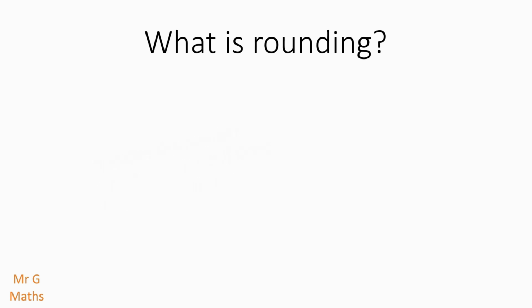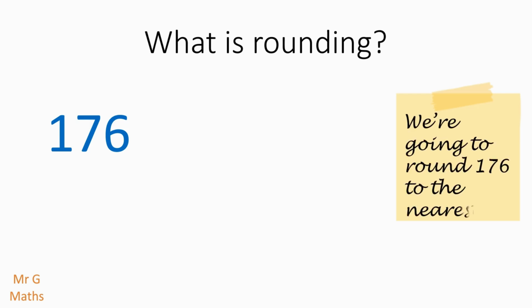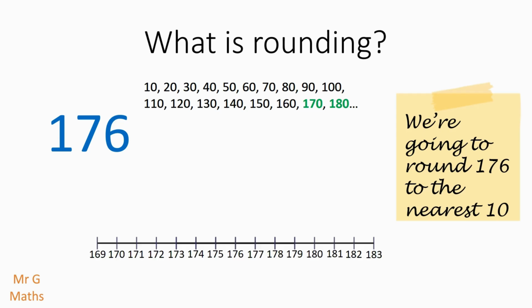Let's look at the number 176. We're going to round it to the nearest 10. Here are some multiples of 10. 10, 20, 30, 40, 50, 60, 70, 80, 90, 100, 110, 120, 130, 140, 150, 160, 170, 180. Our number of 176 lies between 170 and 180.